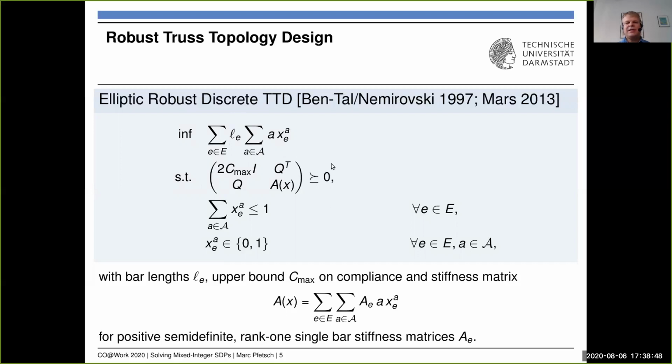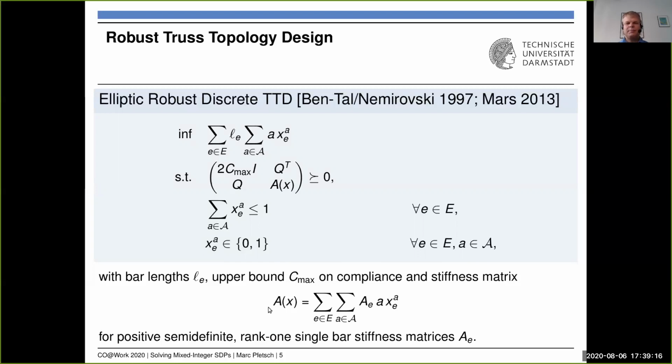The constraint here makes sure that we are robust against all the forces that are given by this set on the previous slide, where the matrix Q defined this uncertainty set. C max is an upper bound on the compliance that we are taking. This I is the identity matrix, and this matrix A(x), so it depends on the cross-sectional areas that we are selecting, is the so-called stiffness matrix.